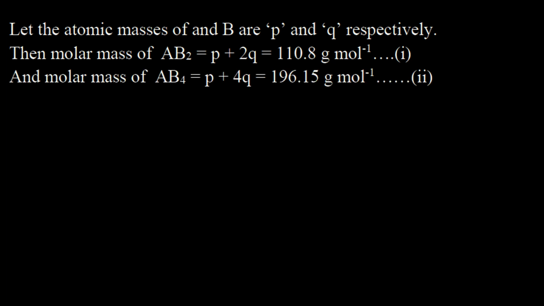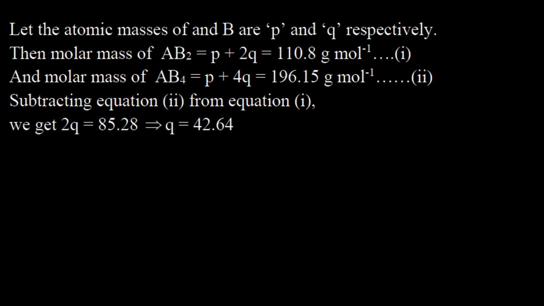Similarly for AB4, the molar mass we have calculated as 196.15. A is taken as P, B is Q, and it is 4Q in AB4. So P plus 4Q is equal to 196.15 grams per mole. So we get two equations, 1 and 2. Subtracting equation 1 from equation 2, we get 2Q is equal to 85.28.